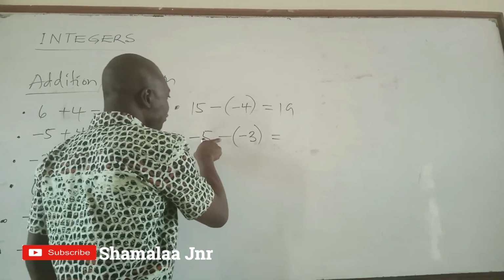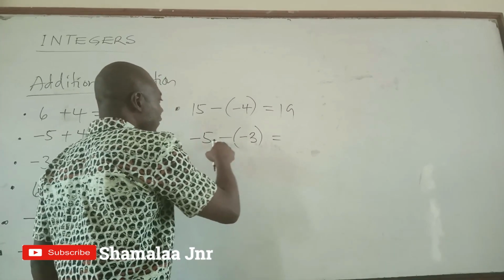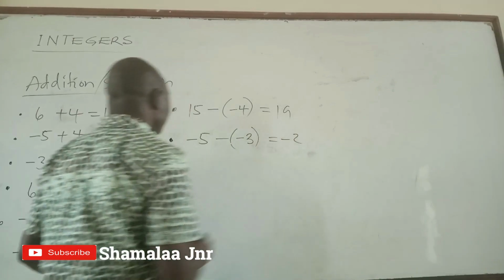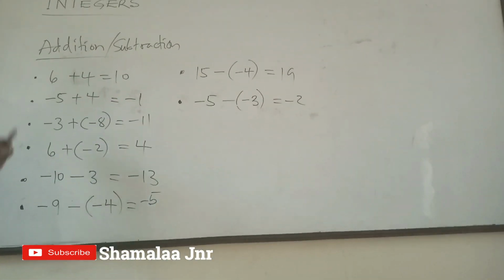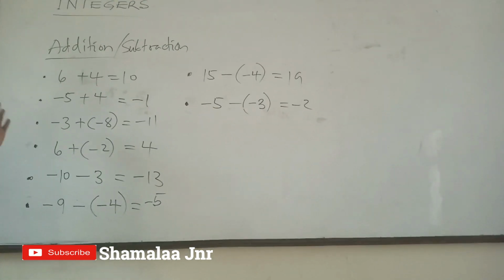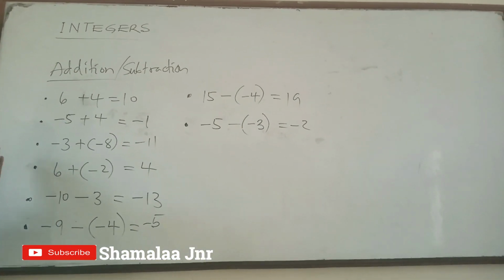Now this one too, these two will become positive, so that will be -5 plus 3, so that is -2. Okay, I think this is okay for the addition. If you're able to understand all this, addition and subtraction of integers should not be a problem for you.